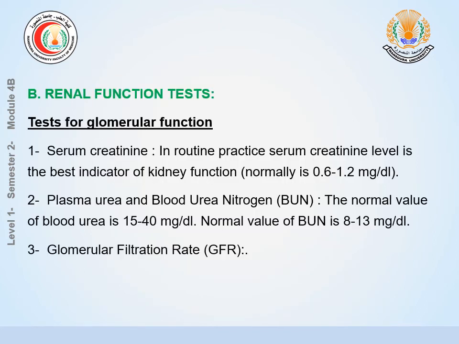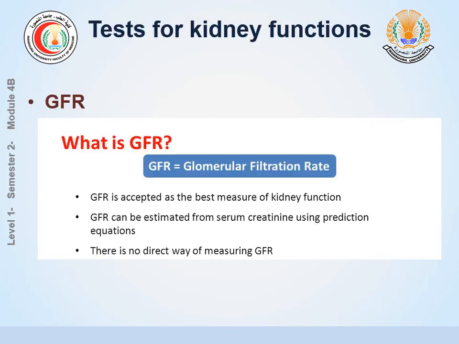Renal function test. First, we test for the glomerular function by using the serum creatinine. This is routinely used and it is the best indicator for the kidney function. Normally, it is less than 1.2 milligram per deciliter. Plasma urea and blood urea nitrogen are other tests for glomerular function. GFR or glomerular filtration rate is one of the tests done for kidney function. It is done by estimation from the serum creatinine using a special equation, or sometimes it is done quantitatively in 24-hour urine output.